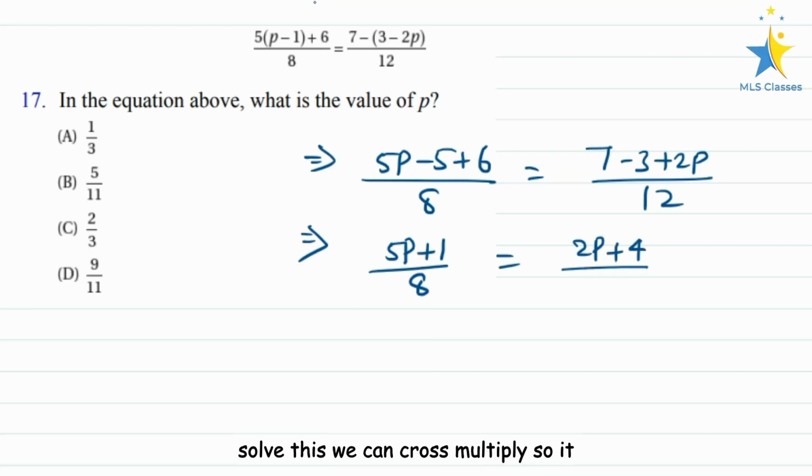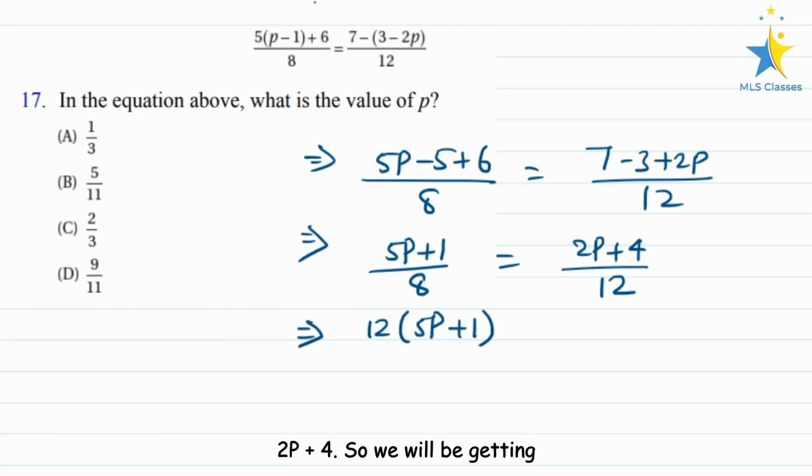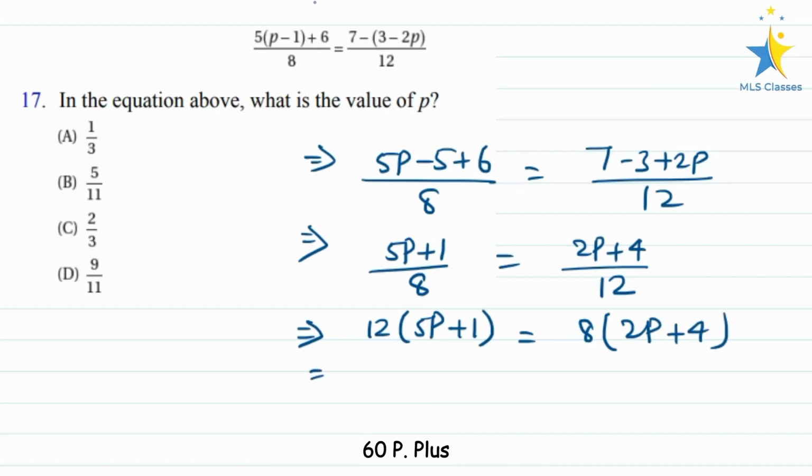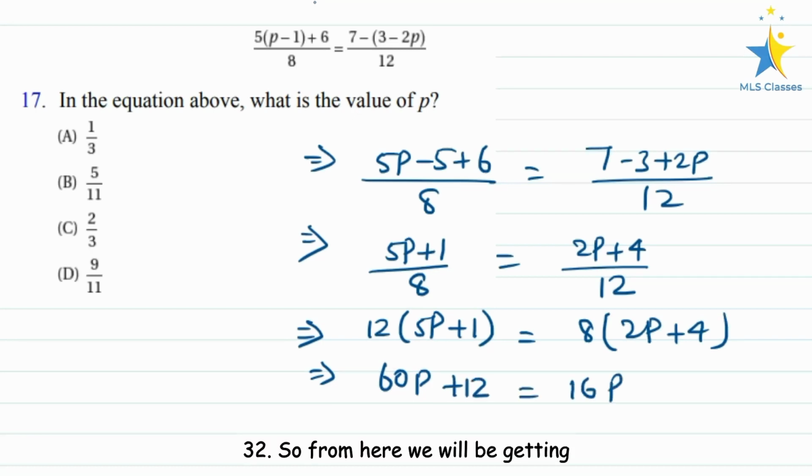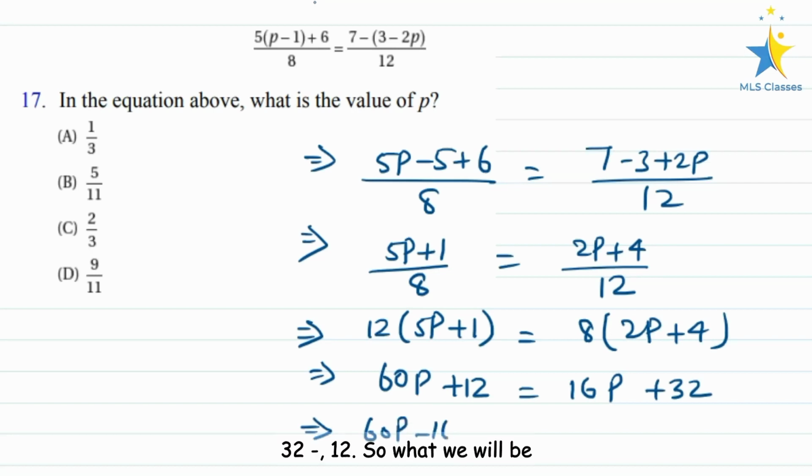Now to solve this, we can cross multiply. So it will become 12 times of 5p plus 1 is equal to 8 times of 2p plus 4. So we will be getting 60p plus 12 is equal to 16p plus 32. So from here we will be getting 60p. We can subtract 16p from both the sides and subtract 12 from both the sides. So we will be getting 16p minus 16p is equal to 32 minus 12.